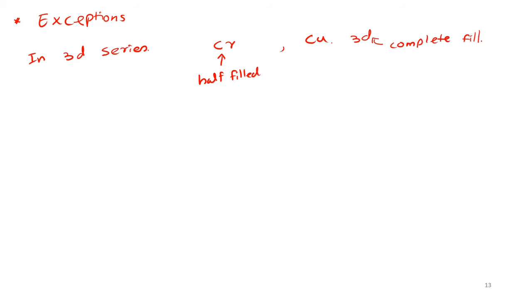And then you are supposed to know the other exceptions in 4D series. In the 3D series, what is important is chromium and copper. In the 4D series, what is more important is palladium.